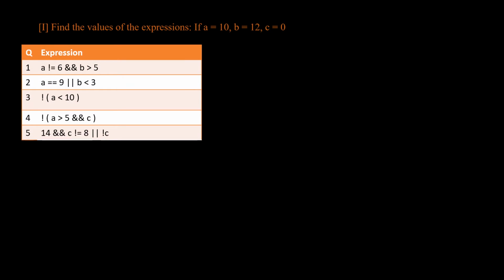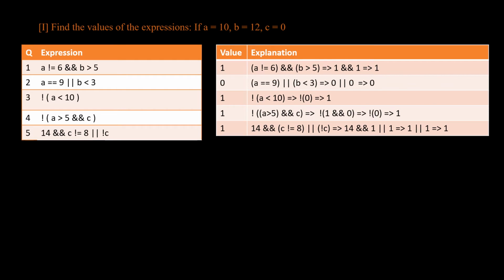Assume A is 10, B is 12 and C is 0. These are the set of questions. The first one: A is not equal to 6 and B greater than 5. Equality has high priority, so A not equal to 6 gets executed first, then B greater than 5, and then logical and. So it becomes 10 not equal to 6 and 12 greater than 5. Yes, both are true, so it is 1.